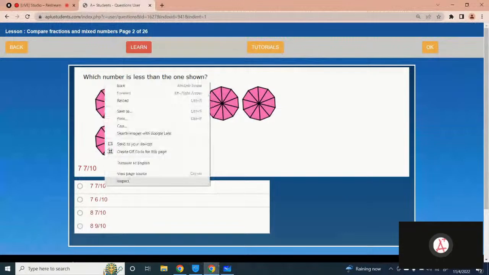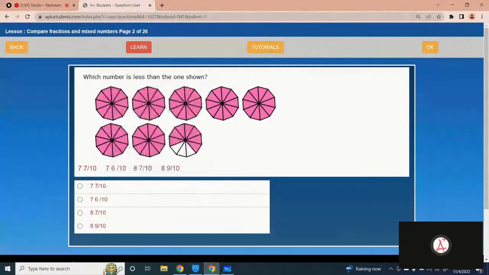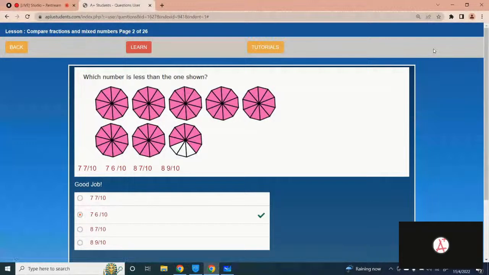7 whole 7 over 10 is exactly equal to 7 whole 7 over 10. This one is the one that is less: 7 whole 6 by 10. When you compare their whole numbers, they are exactly equal. When you compare their fractional part, 6 is less than 7, isn't it? So 7 whole 6 by 10 is less than 7 whole 7 over 10. Got it, everyone? So select the correct option and click on the OK button.